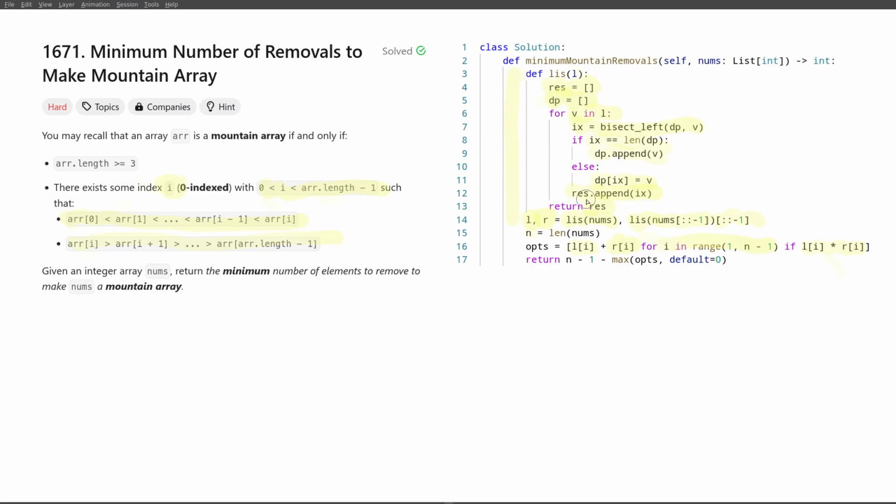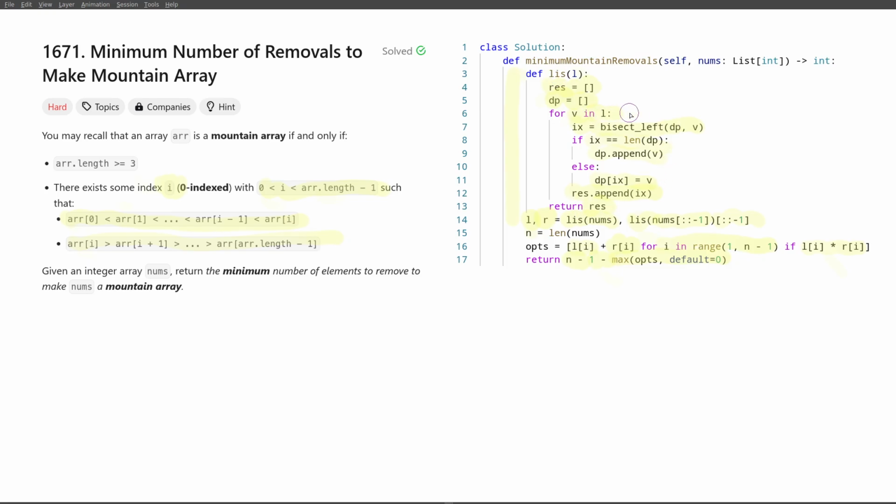And finally, the maximum of all the options is how many elements we can keep both to the left and to the right of a given position. We of course can keep the value at that position, and all the others have to be removed. So we have to remove n minus 1 minus the maximum to get the mountain array. And that's the whole solution to this problem. This is an n log n solution because of our longest increasing subsequence being implemented in n log n due to these binary searches within a loop.